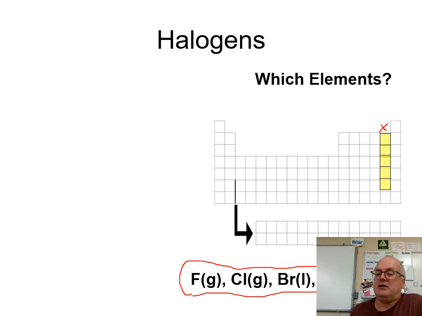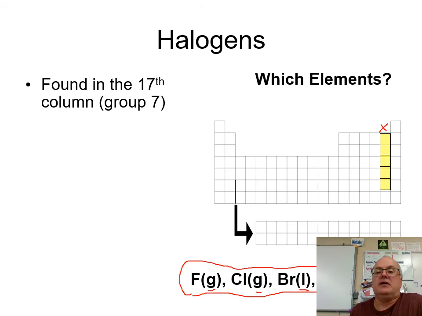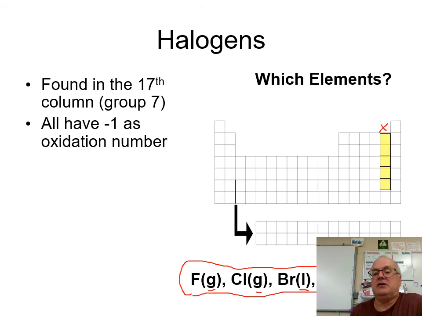Astatine I don't have on your list, but the others you should know their symbol. And the letters behind them refers to their state of matter. So for example, fluorine would be a gas, chlorine a gas, but iodine's a liquid, or excuse me, bromine's a liquid, iodine's a solid, astatine would also be a solid. So again, they're in the 17 group. They all have an oxidation number of -1.